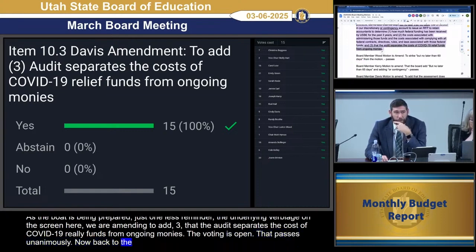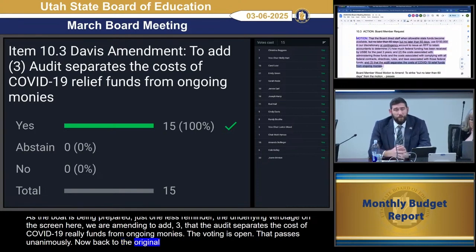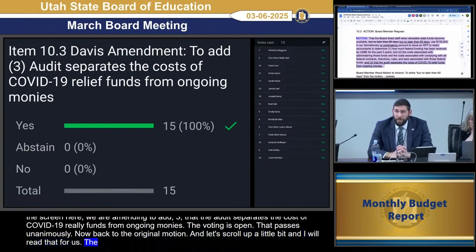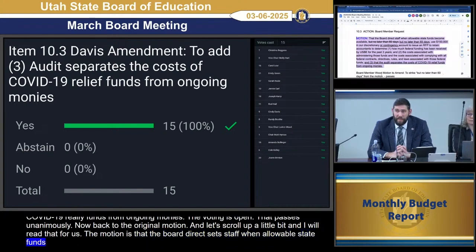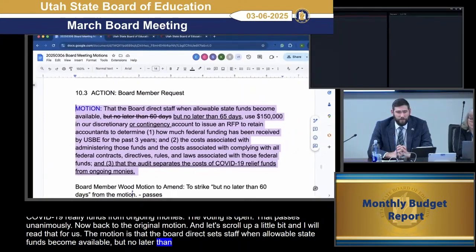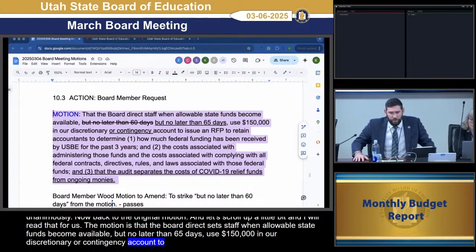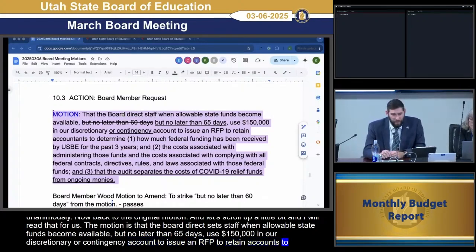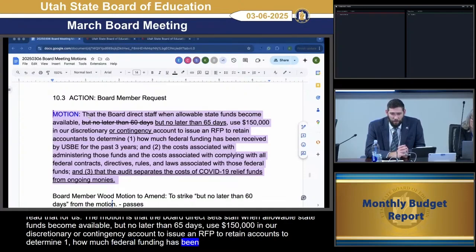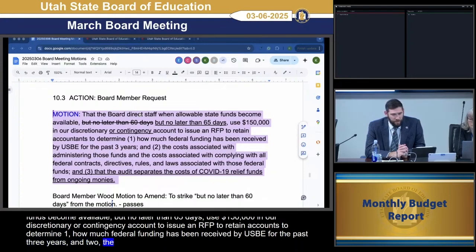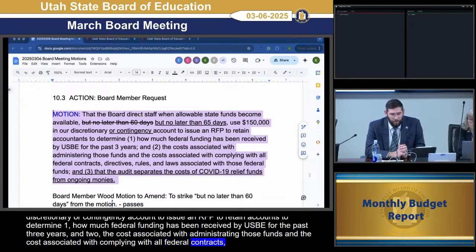Now back to the original motion. Let's scroll up a little bit and I'll read that for us. The motion then is that the board directs staff, when allowable state funds become available, but no later than 65 days, use $150,000 in our discretionary or contingency account to issue an RFP to retain accountants to determine 1, how much federal funding has been received by USBE for the past 3 years, and 2, the costs associated with administering those funds and the costs associated with complying with all federal contracts, directives, rules, and laws associated with those federal funds, and 3, that the audit separates the costs of COVID-19 relief funds from ongoing monies.